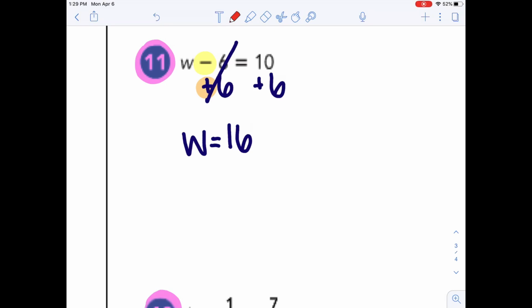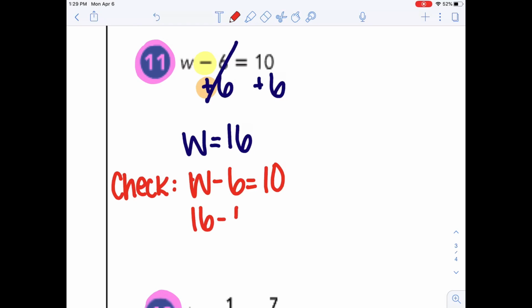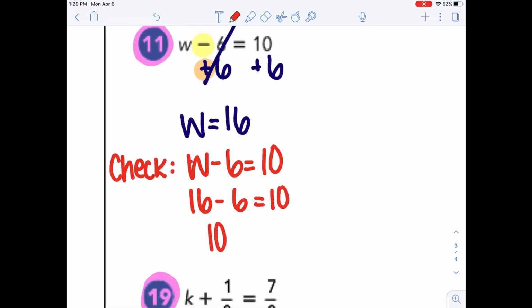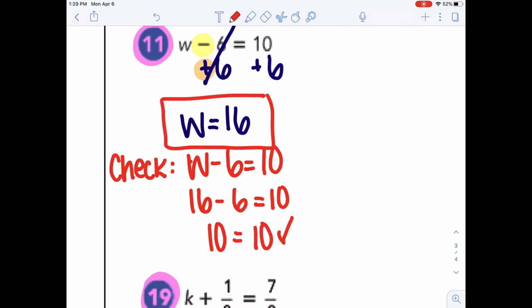And now I can check to see if I truly have the correct answer. W minus 6 equals 10. I'm going to substitute in 16 for W and solve. 16 minus 6 is 10, which equals 10. Those match, therefore 16 is the correct answer for W.